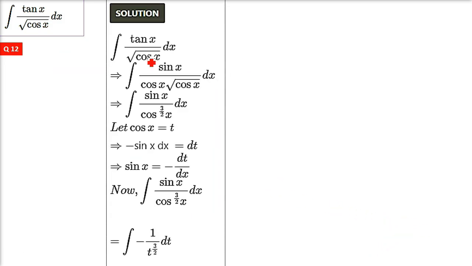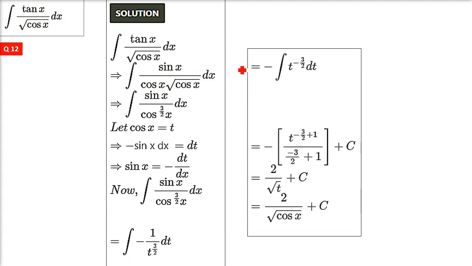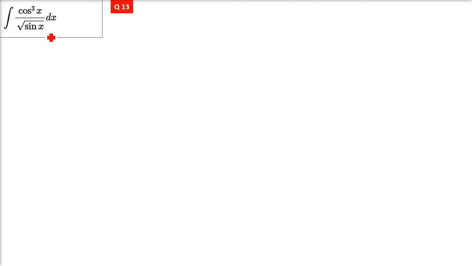So this is the way. If you understand the previous question, this will be very easy for you. Next: cos cube x divided by under root sin x. So sin x can give you cos x, cos x can give you sin x. But it is always advisable that you take t when it is under root.